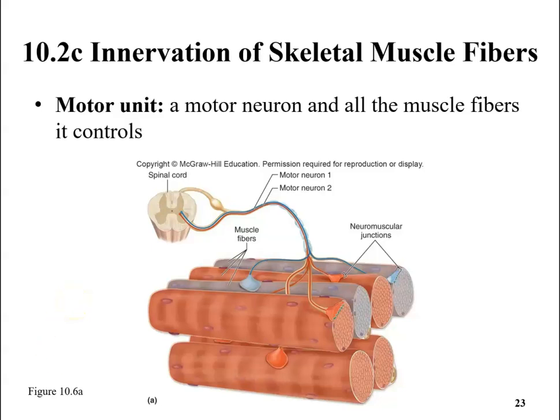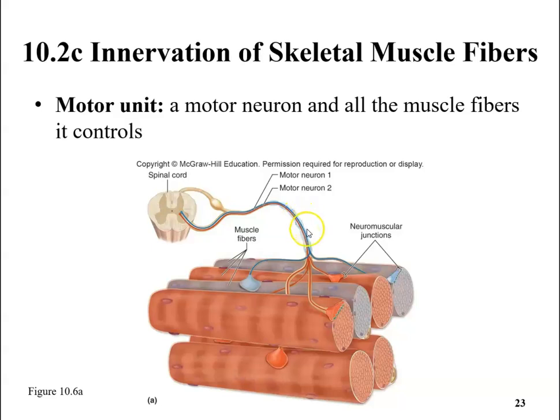Okay, now let's talk about innervation of skeletal muscle fibers. So what is a motor unit? A motor unit is going to be a motor neuron and all the muscle fibers it controls. So here is a motor neuron. We have actually two. There's a blue one and a red one.